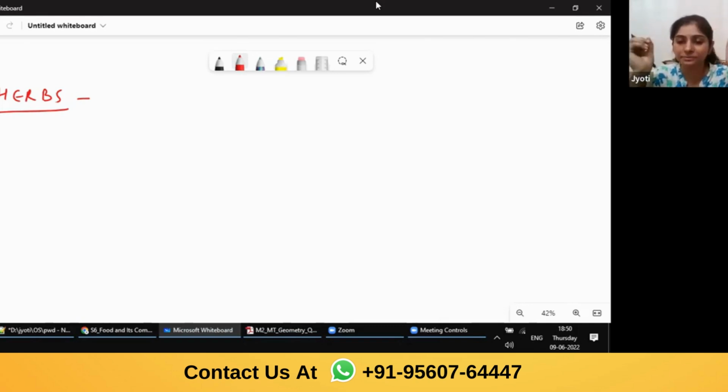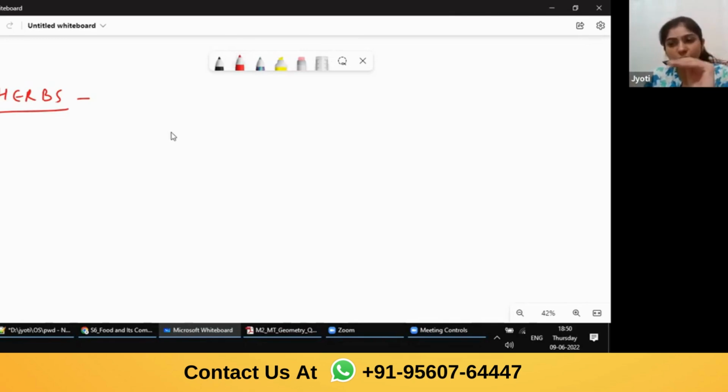Okay, so the first thing is that they have medicinal values. For example, neem and tulsi. Secondly, they have flavors, like for example, kasturi methi. They have flavors and smell. Your mother might be using them in your kitchens also. So these are the herbs.